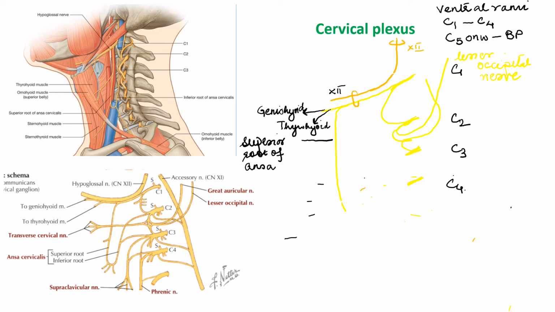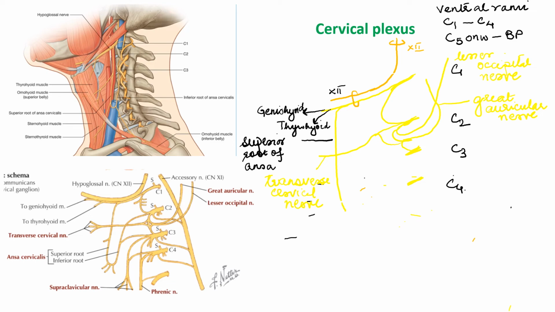they form another cutaneous nerve, which again you've seen in the posterior triangle, the great auricular nerve, which supplies the skin over the mandible, the angle of the mandible, as well as the parotid. Some fibers of C2 join with fibers of C3 to form the transverse cervical nerve, which moves anteriorly to supply the anterior part of the skin of the neck.